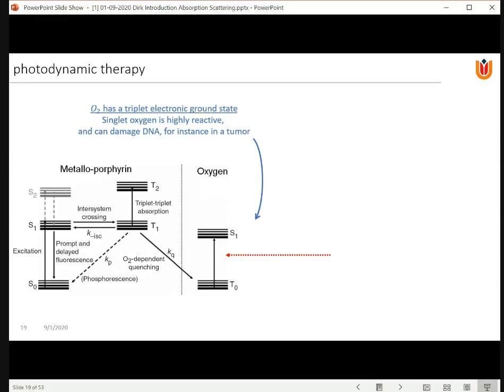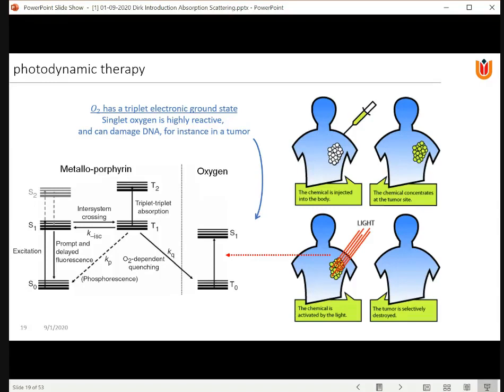If you have a tumor cell that you want to kill, then you can use this mechanism to basically have the oxygen do it for you. This is called photodynamic therapy. The principle is as follows: you inject a chemical like this metalloporphyrin in the body. Your bloodstream makes sure that it is circulated throughout your body, and again, these leaky vessels. Through these leaky vessels, the metalloporphyrin accumulates around the tumors. So now you have a higher concentration of this metalloporphyrin around the tumor.